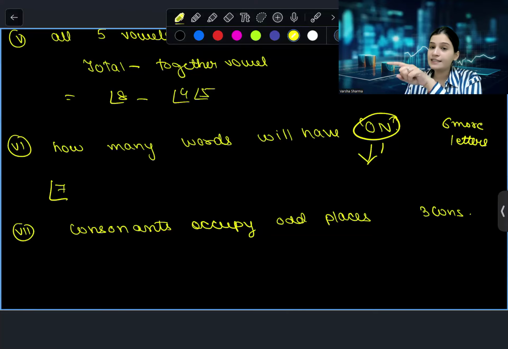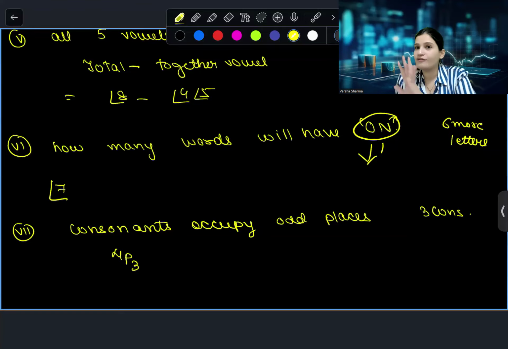Out of 4, I need to first select the 3 places where the consonants will sit. And once you have selected the places, you also need to arrange them. So it is selection plus arrangement. Whenever there is selection plus arrangement, what do we use? Permutation. So out of 4, I need to select 3 and then arrange the selected 3. So 4P3. I have occupied 3 places.